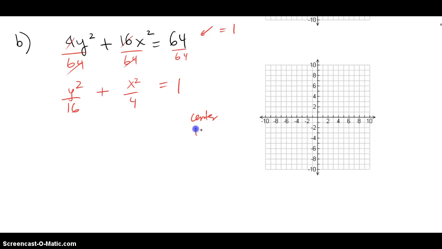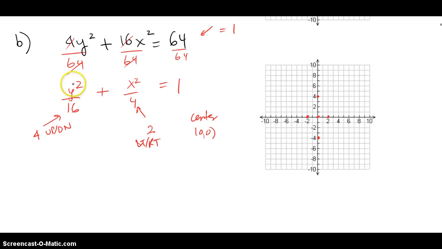The center is 0, 0, and we're going to go square root of 16, which is 4, but notice it's under the y squared, so up and down is how I'm going to go 4 steps. And then square root of 4, which is 2, and since it's under the horizontal direction, I'm going to go left or right 2 steps. So from the center, 0, 0, go up 4 steps, down 4 steps, and in the horizontal or x direction, go right 2 and left 2.